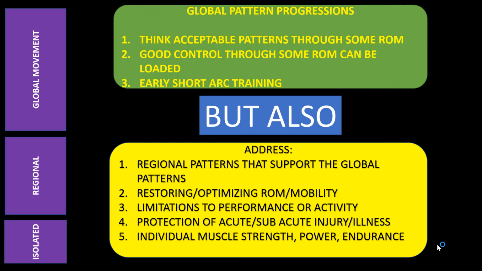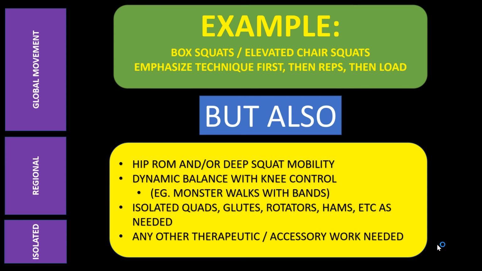So to give an example, keeping along the squat example, we would start potentially doing box squats or elevated chair squats, emphasizing technique first, then reps, then load. And this would be a common progression pattern. But this would also be in the case where someone does have an injury. And so considering that I'm still going to do these things in the presence of an injury, but at the same time, I want to address what the injury concern is, or what the lack of mobility is.